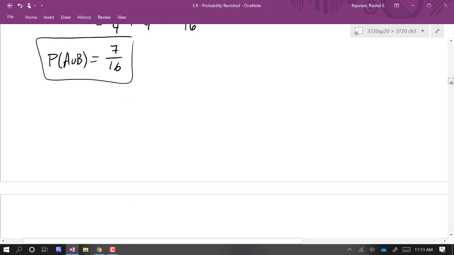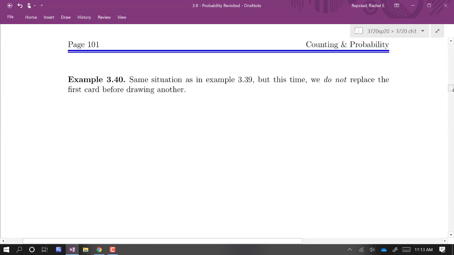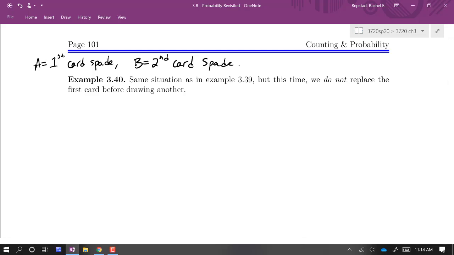Okay, let's do another one. Same scenario, right? We're going to stick with this deck of cards and we're going to talk about drawing a spade. And I'm going to define these events the same way. So A is still the event that the first card is a spade, and B is still the event that the second card is a spade. We're actually going to answer both parts A and B, but this time we do not replace the card.